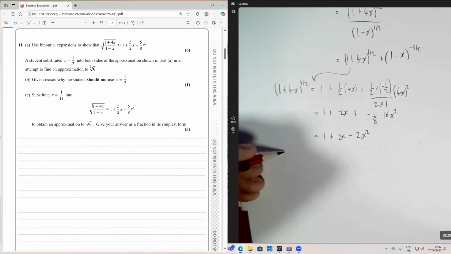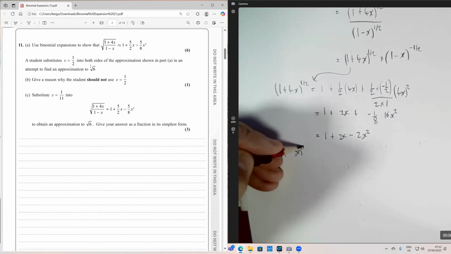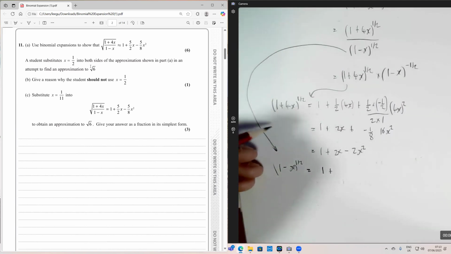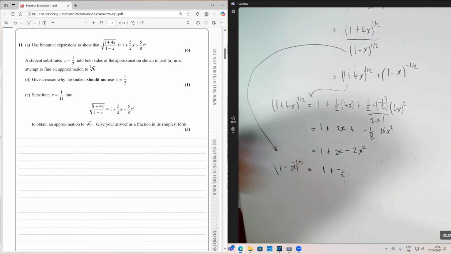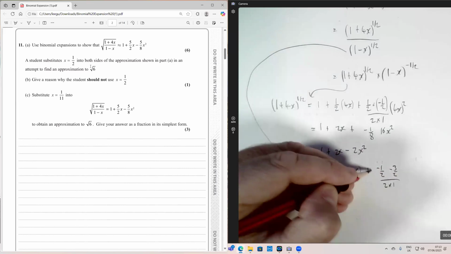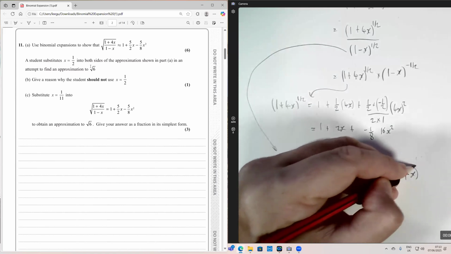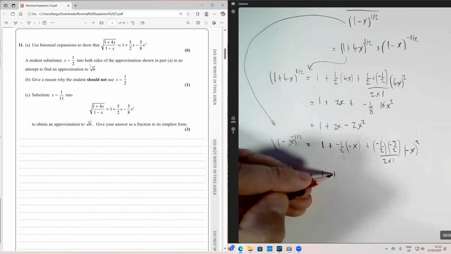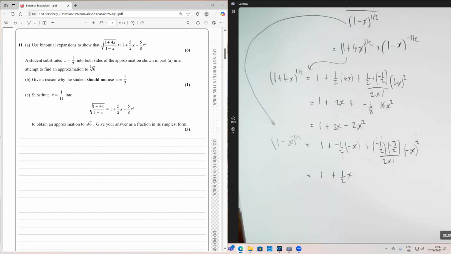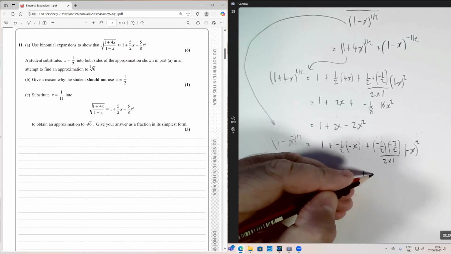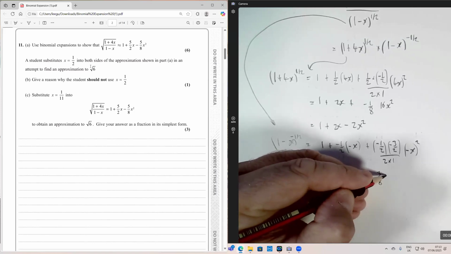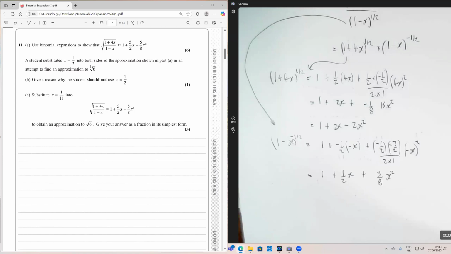Now, the next one, let's look at our 1 minus x to the power of minus a half. Again, using the formula, it's going to be 1 plus n times x, and that is going to be minus a half times minus x, plus minus a half times minus 3 over 2 times 1 times minus x all squared. That is going to go to 1 plus a half x. Then let's see what we're going to get for the next one. When we evaluate this whole thing here, I believe it is 3/8. Yes, that is going to be 3/8 of x squared. Perfect. So we've now got our expansion.